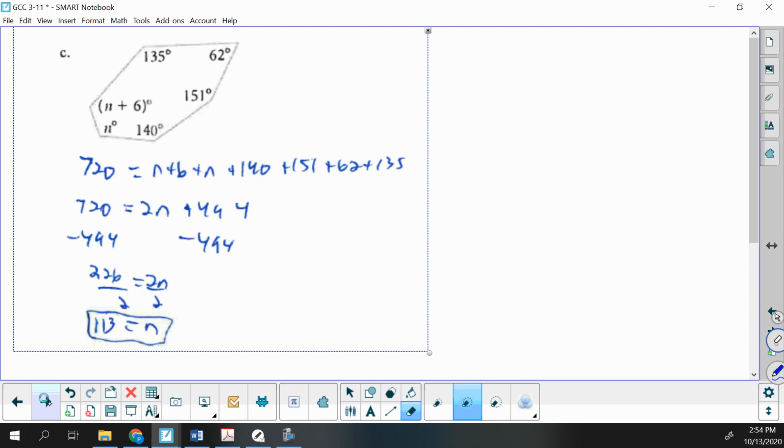So here we would have 6 minus 2 times 180, which would give us 720. That's where the 720 is coming from. Add up all of the angles inside, combine like terms, you get 2n plus 494. Subtract the 494 over and divide by 2, and you get 113.